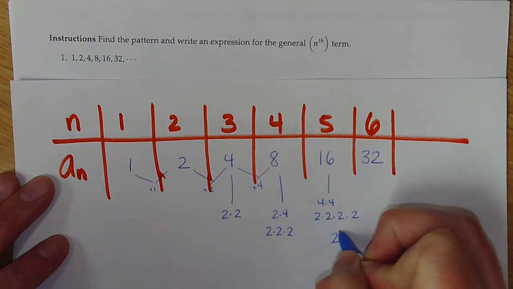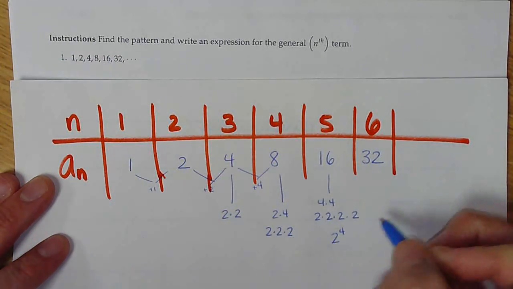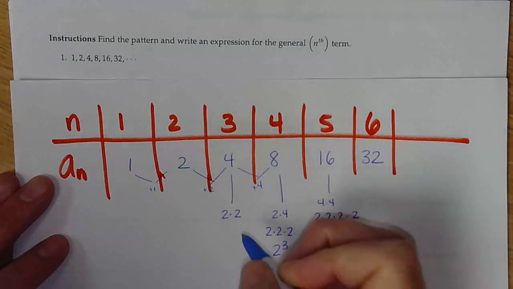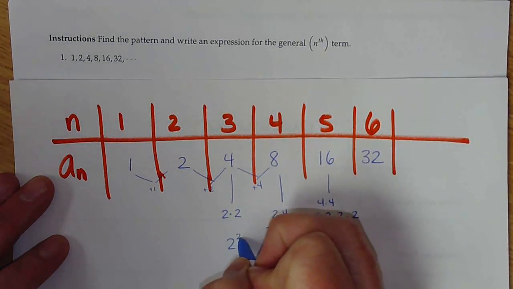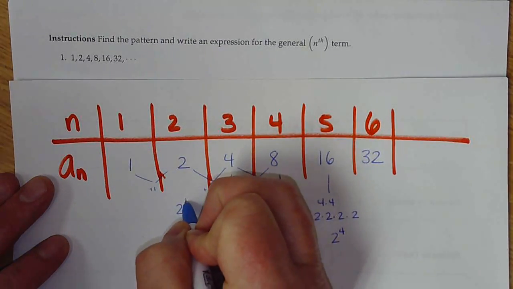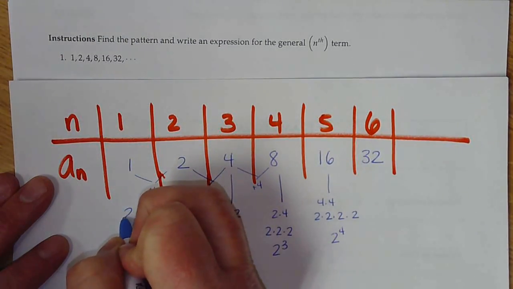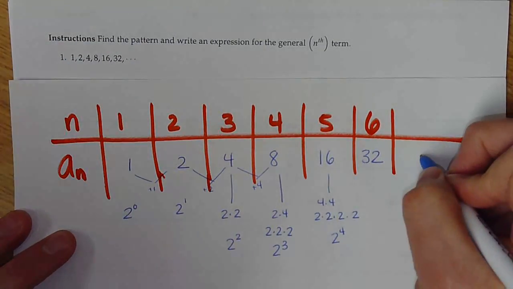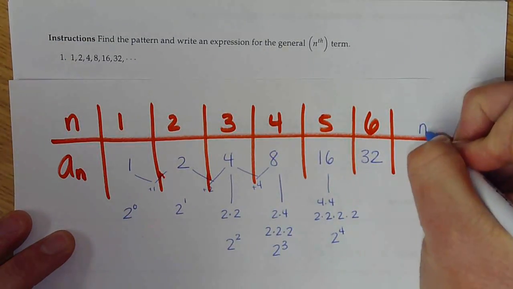So that looks like 2 to the 4th. Okay, 8 looks like it's 2 cubed. Okay, 4 is 2 squared. This is 2 to the 1st. And then anything raised to the 0 is always 1, so 2 to the 0 is 1. So it looks to me like the pattern is some sort of 2 to the n here. So I'm going to put a 2 down for my general pattern.